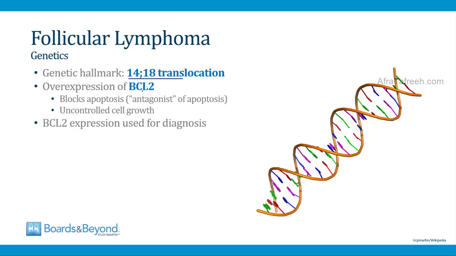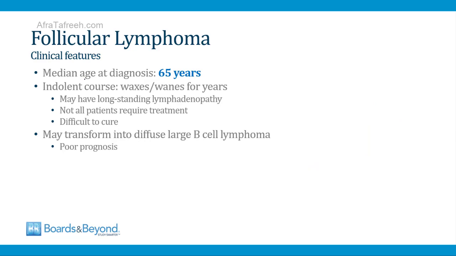This leads to overexpression of a gene called BCL2. BCL2 is a gene product that blocks apoptosis. It's called an antagonist of apoptosis. Apoptosis is a programmed form of cell death that lymphocytes should undergo so that they die and don't grow uncontrollably. But when there's overexpression of BCL2, the lymphocytes grow and divide uncontrollably, and that's what leads to follicular lymphoma. And so from a clinical point of view, detection of overexpression of BCL2 is used for the diagnosis of follicular lymphoma.